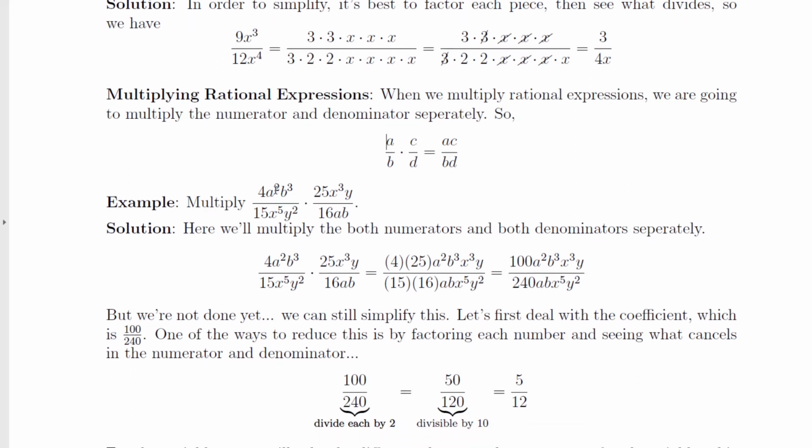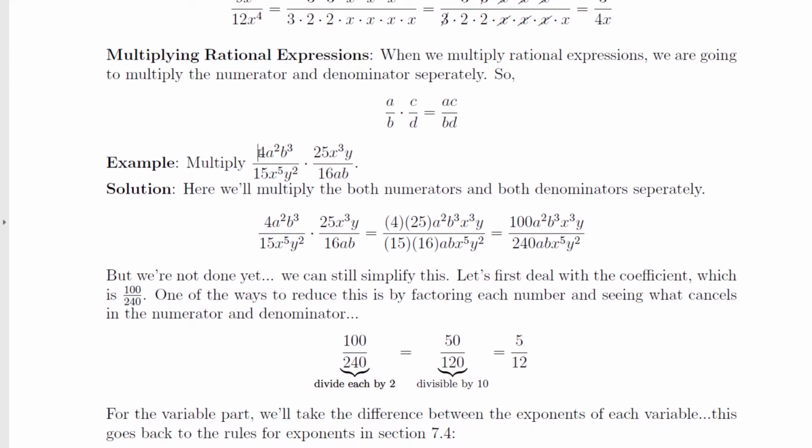So here's a quick example. Let's multiply 4 times a squared times b cubed times 25 times x cubed times y. Okay. So what we'll do is first multiply the coefficients. So the 4 times the 25, that's going to be right here. And then all we do is merge all of these variables together. So we get a squared, b cubed, x to the third times y.